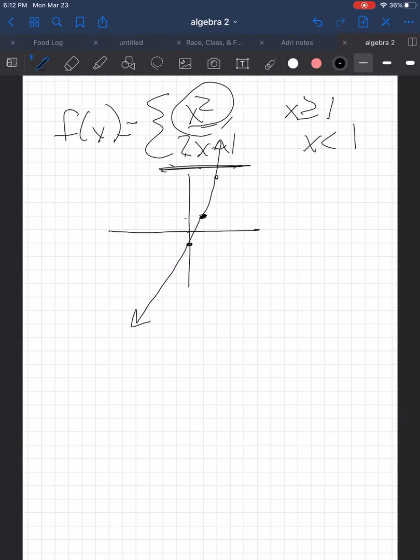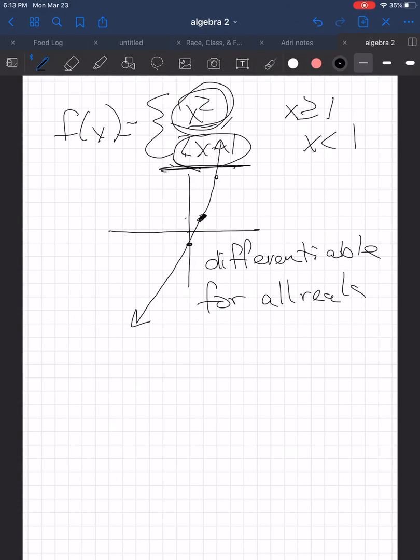All right, so right here at this point, these two graphs come together. Because at 1, this would be 1 for this equation, and at 1, it's 1 for this equation. So it's asking us where this function is differentiable. Well, is there a cusp here? Is there any point where this is not continuous? No. So that means that it's differentiable for all reals. Okay, it's continuous, no problem.